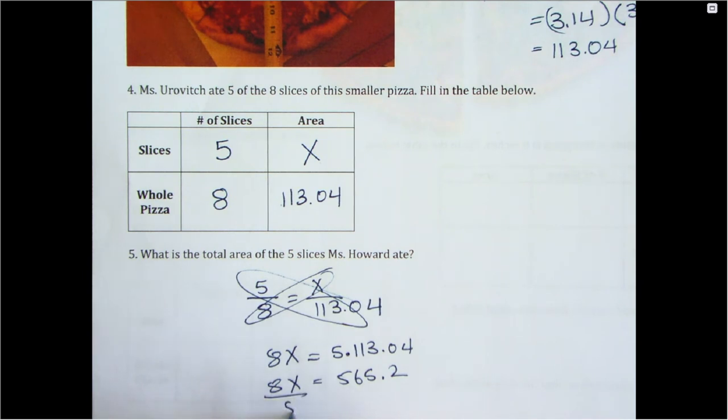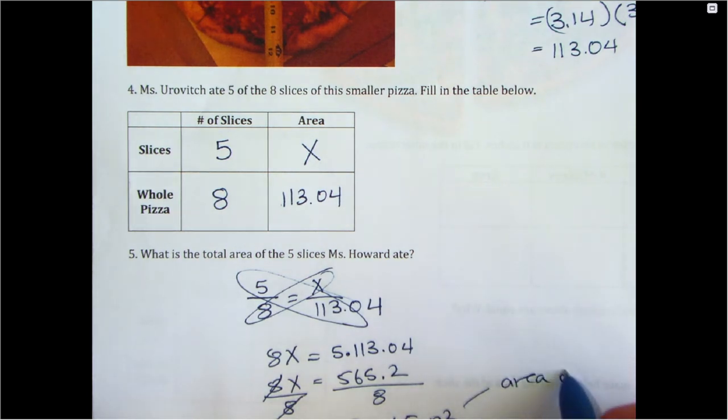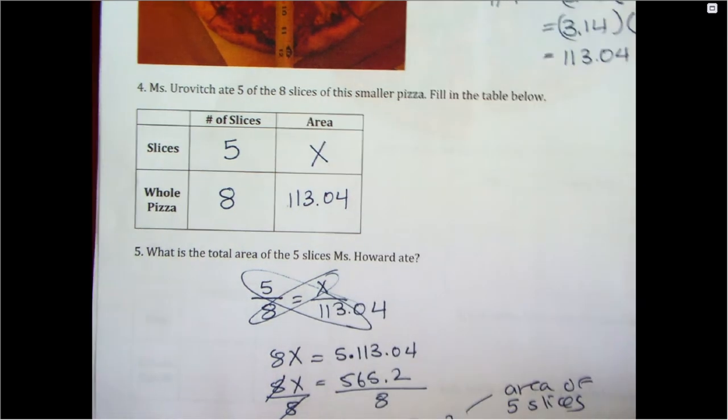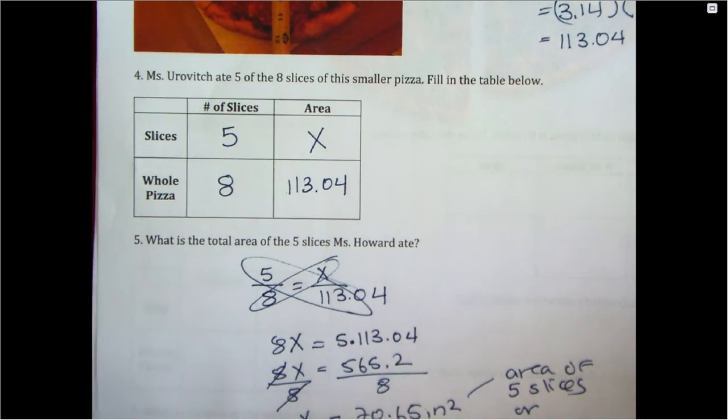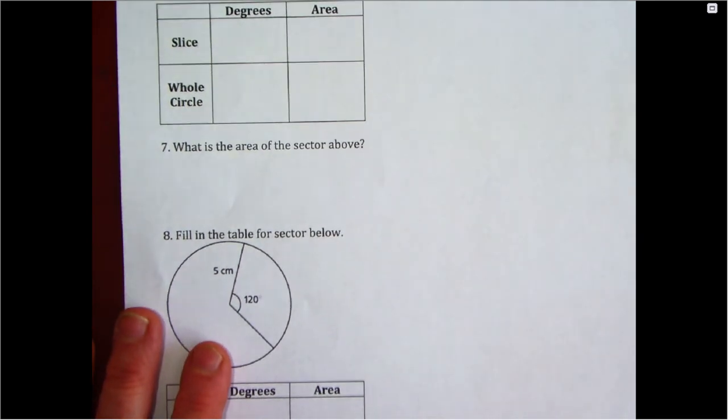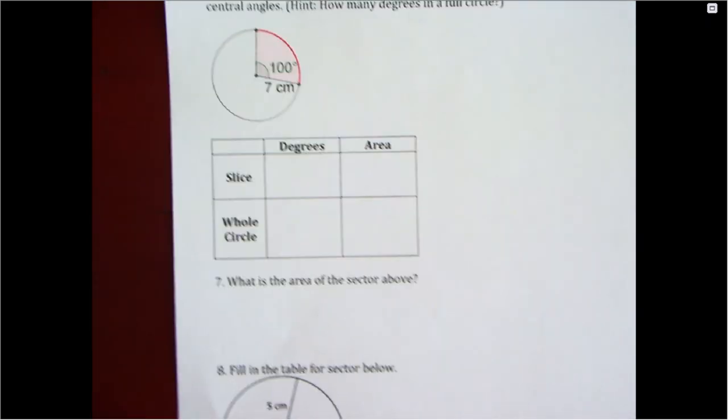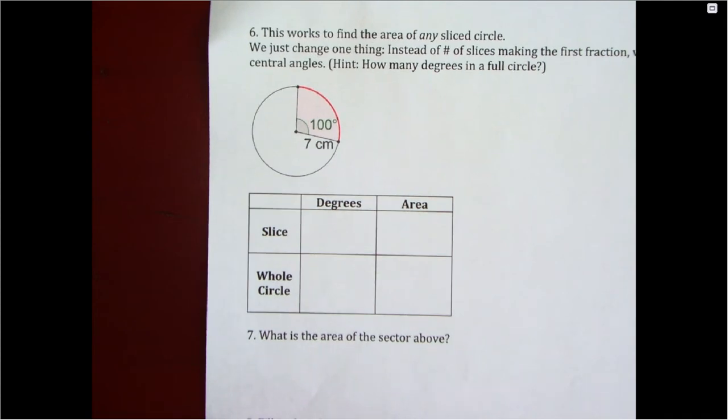Then we're going to divide both sides by 8, cancel out the x's, and we get x is equal to 70.65 inches squared. This is the area of 5 slices, or we call it the sector area. Now we're going to turn the page, or you're going to scroll down on your computers, and we're going to see how we transition to when we do not have pizza slices and we just have degrees.